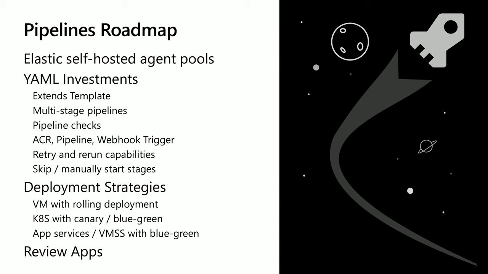Over on the multi-stage pipelines, we mentioned some of the checks that we're adding there. So we're going to try and get all the schedule checks, all the different checks that you want to do for the classic release process, into the YAML side of things.